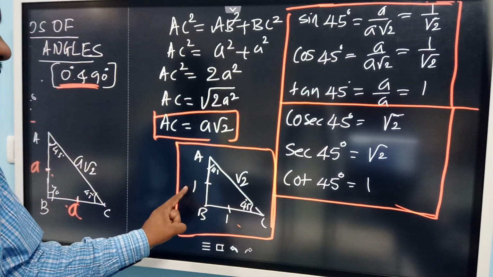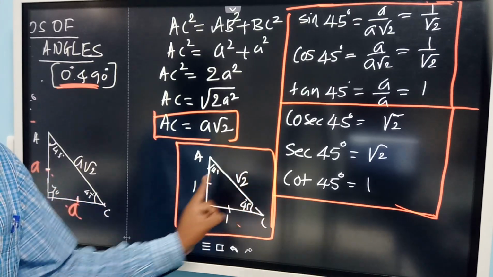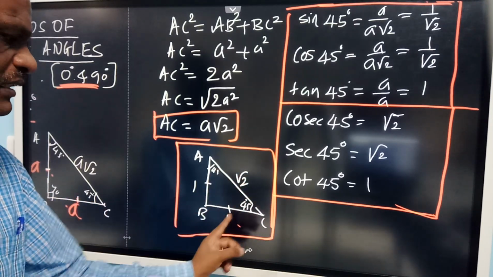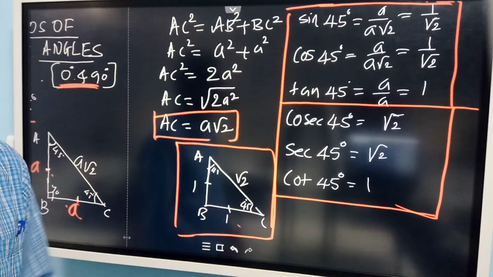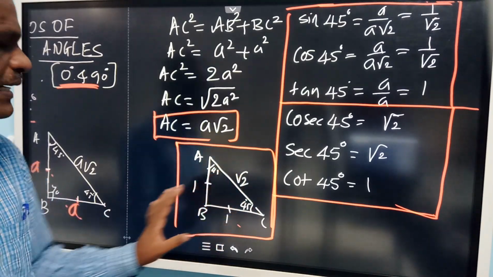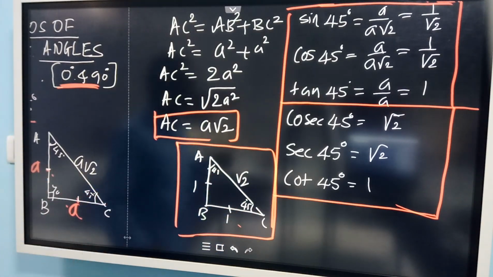Sin 45, opposite by hypotenuse, 1 by root 2. Cos 45, adjacent by hypotenuse, 1 by root 2. Like that you can remember by looking at the diagram. So after this, we will go to the next trigonometric ratios, 30 degree and 60 degree.